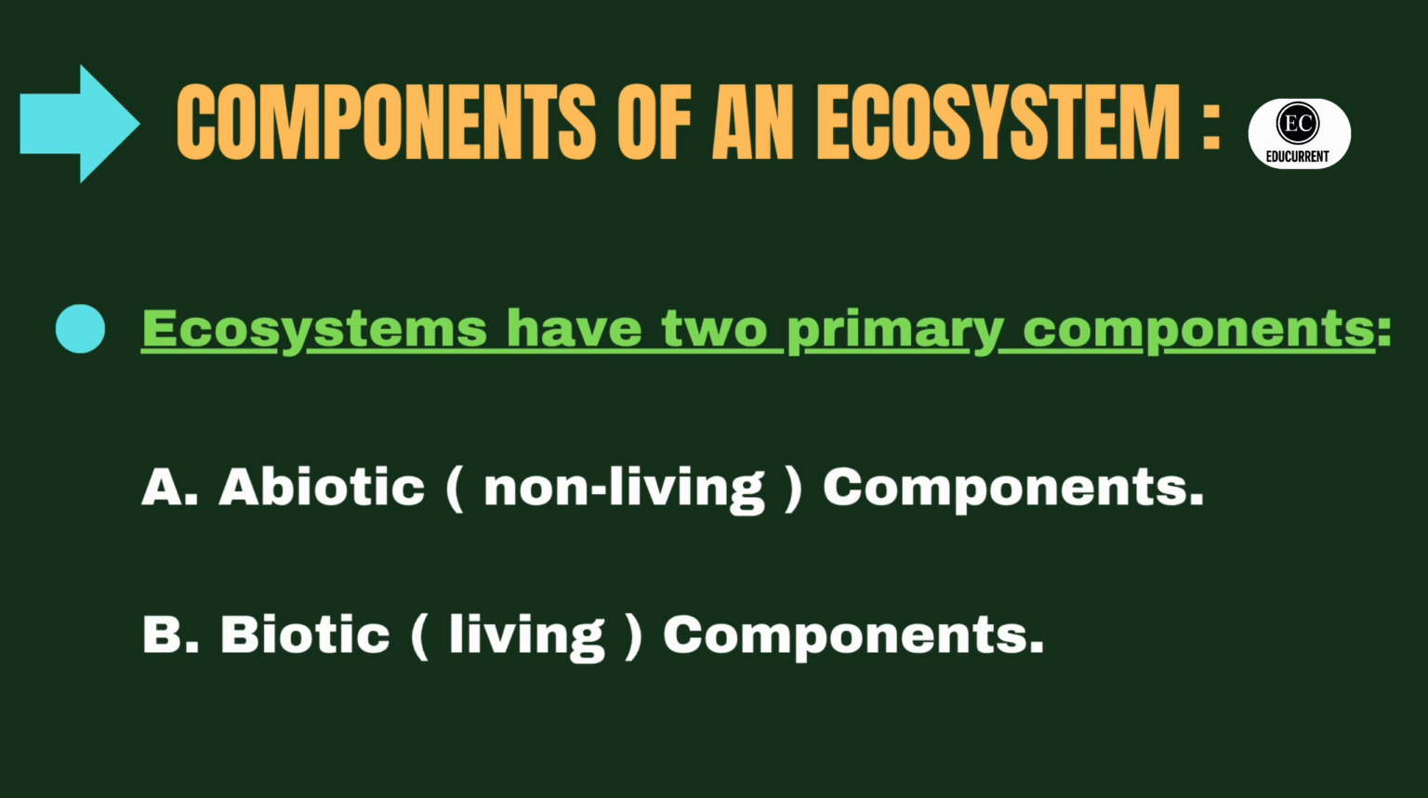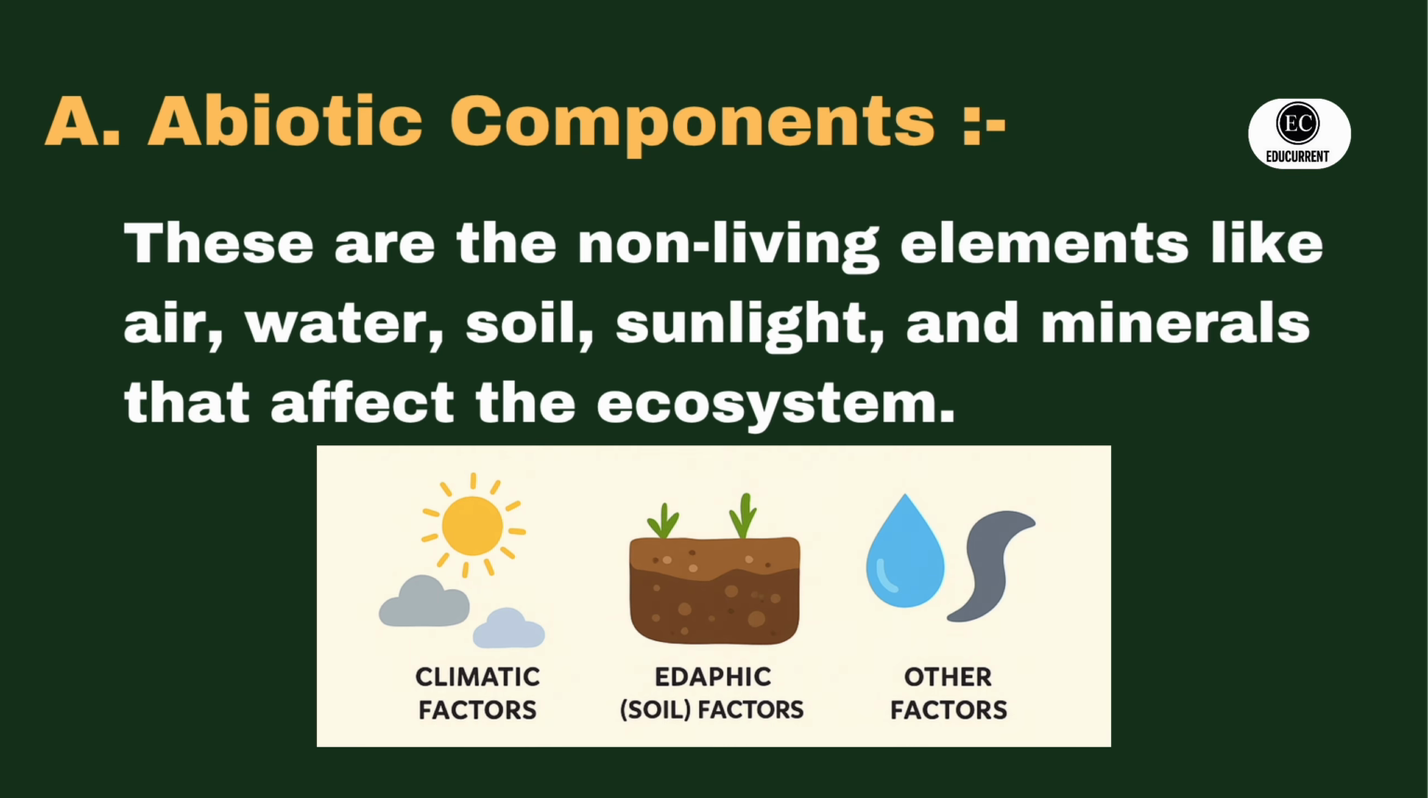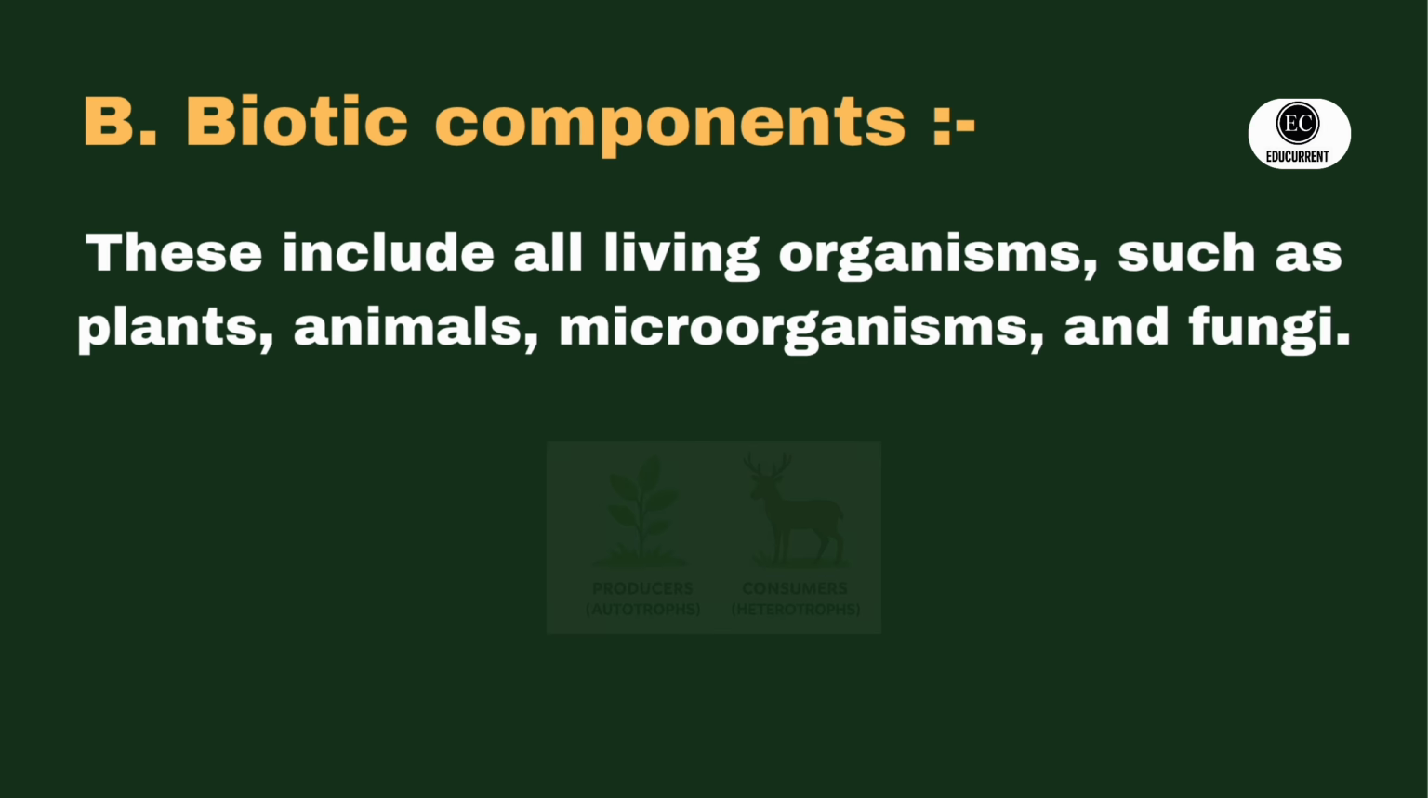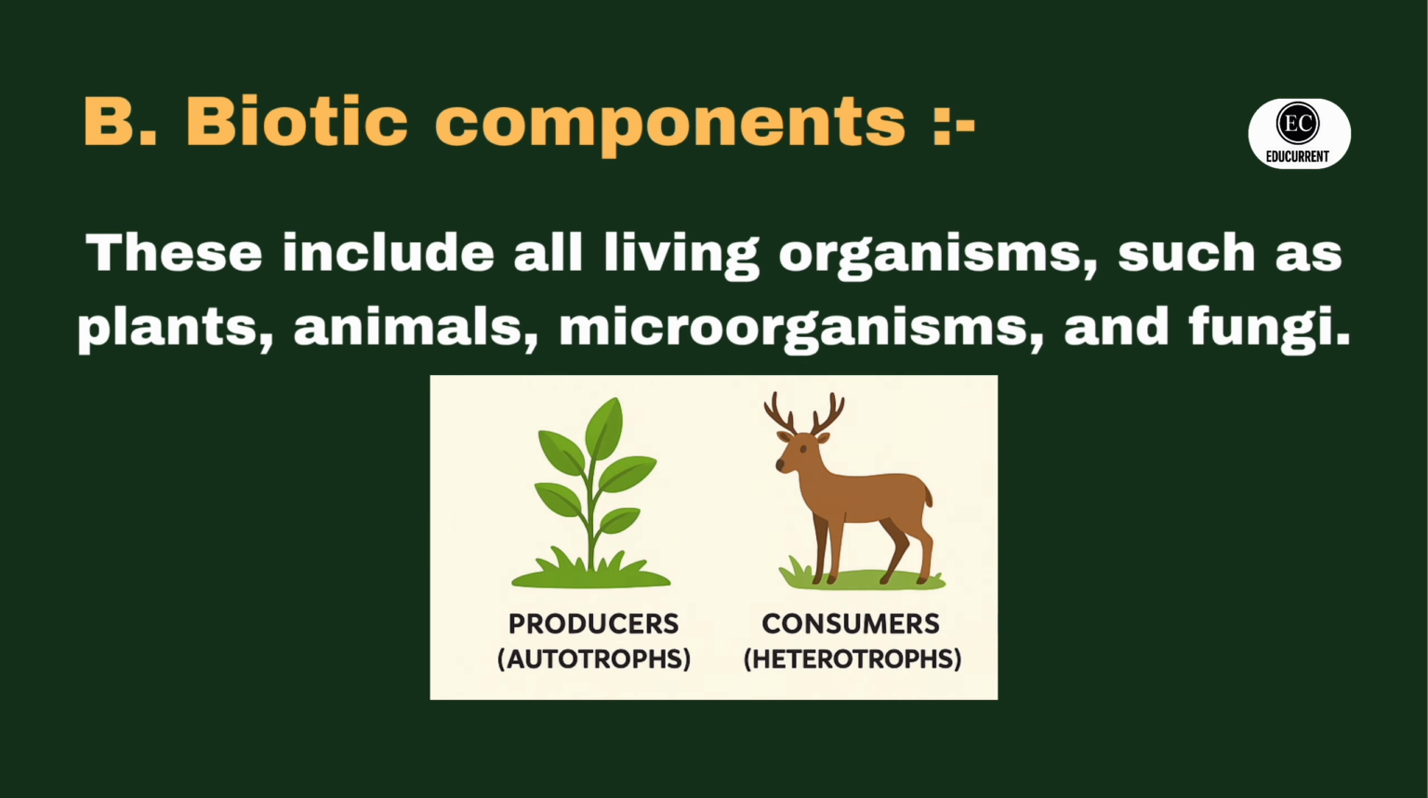Components of an ecosystem. Ecosystems have two primary components: A, abiotic, non-living components; B, biotic, living components. Abiotic components. These are the non-living elements like air, water, soil, sunlight, and minerals that affect the ecosystem. Biotic components. These include all living organisms such as plants, animals, microorganisms, and fungi.